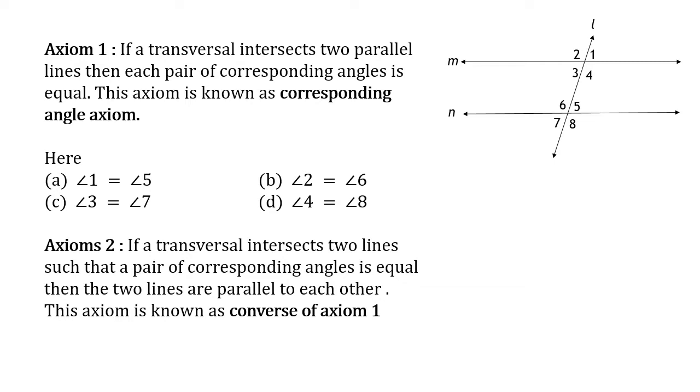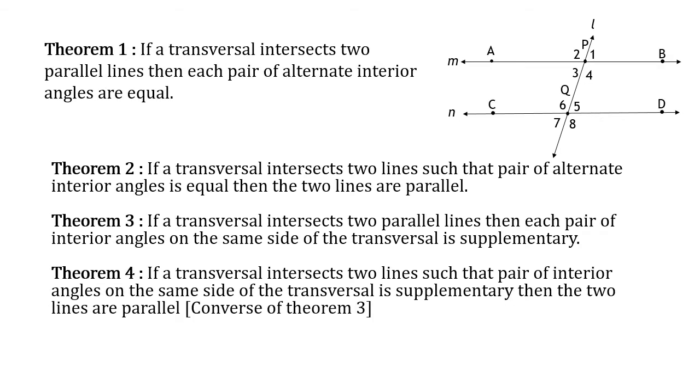If a transversal intersects two parallel lines, then each pair of corresponding angles is equal. So if the lines are parallel, the corresponding angles are equal. Here we have angle 1 equal to angle 5, angle 2 equal to angle 6, angle 3 equal to angle 7, angle 4 equal to angle 8. Those angles are called corresponding angles. So when the lines are parallel, the corresponding angles are equal, and conversely, if the corresponding angles are equal, the lines are parallel.